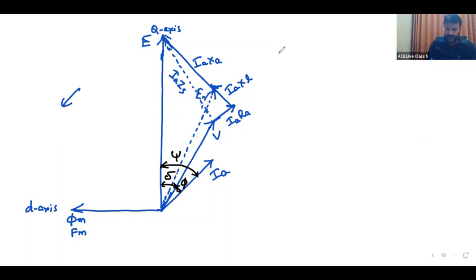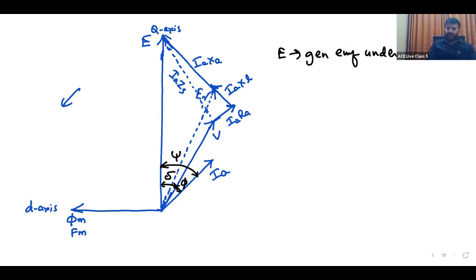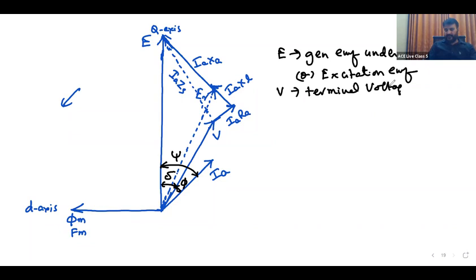E is called the generated EMF under no load condition. It is also called excitation EMF. V is called the terminal voltage.